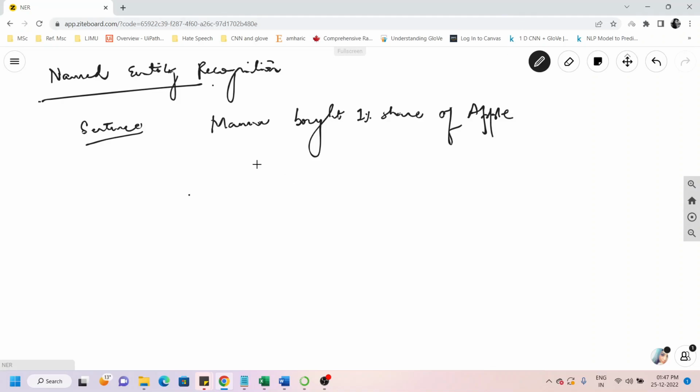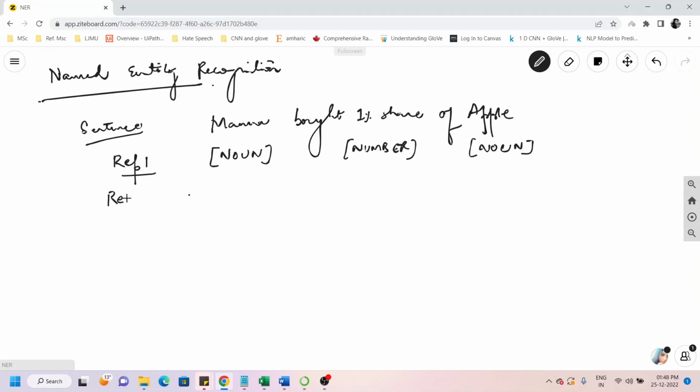Now, we would be representing it firstly on the basis of nouns and numbers. So as you can see, Manna is a noun, 1% is a number, and Apple is also a noun. This is an organization, not a fruit. Here it is an organization, Apple.